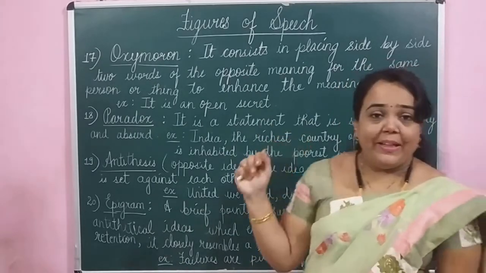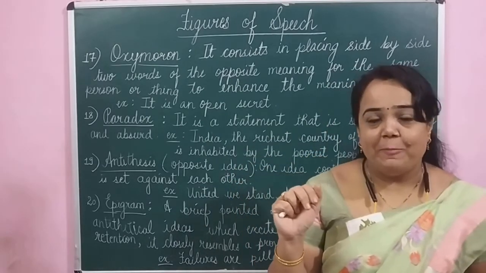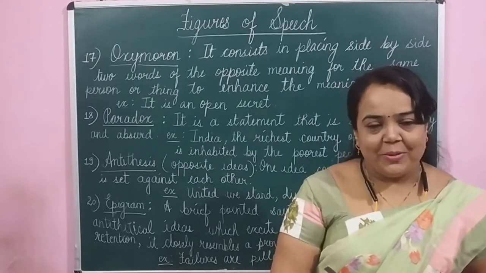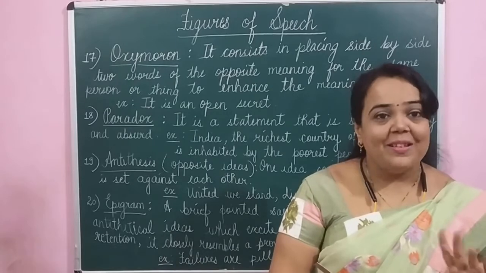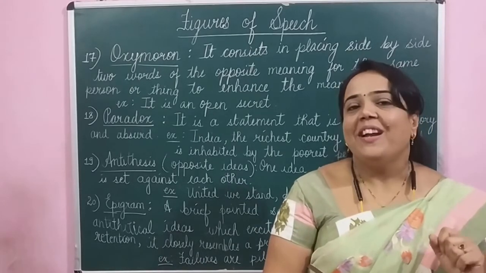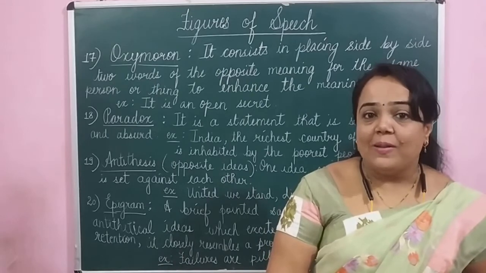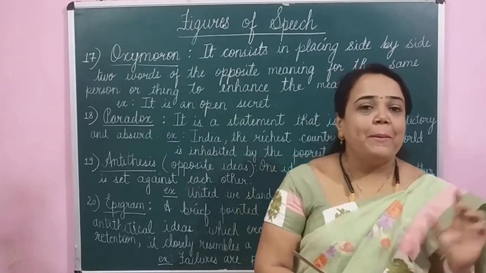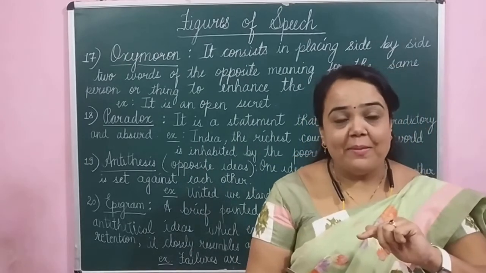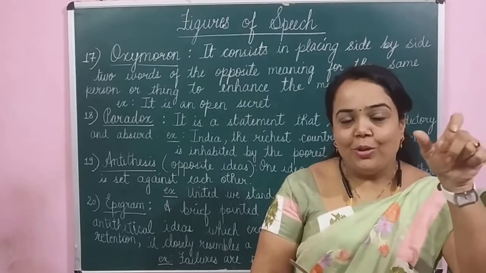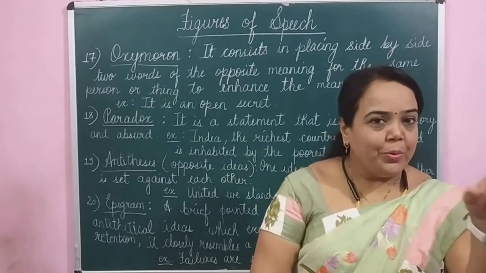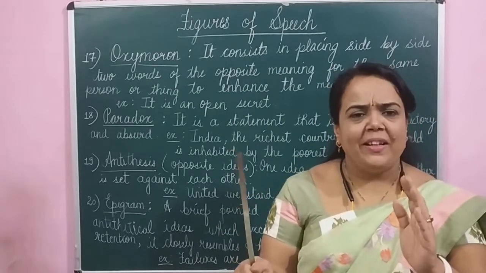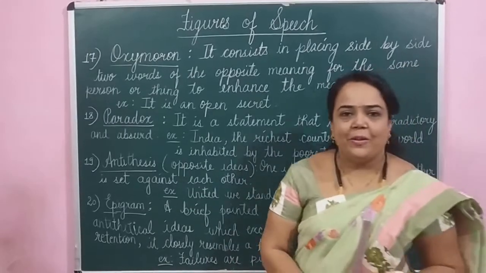So, in this video, we saw how many figures of speech? We saw four figures of speech which are related to contrast, which are based on contrast, something which is opposite. We started with oxymoron. I told you how to remember the examples and the keywords. When you say oxymoron, you should remember two contradictory, contrasting words, two words which are opposite, placed side by side, that are used for the same person or thing.